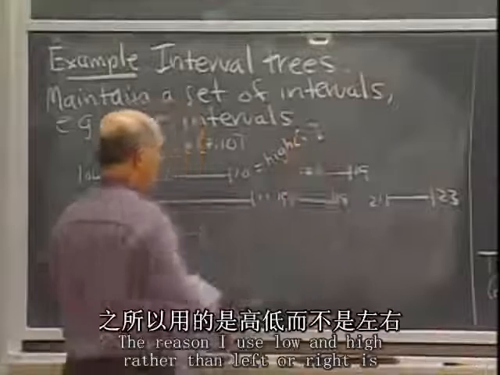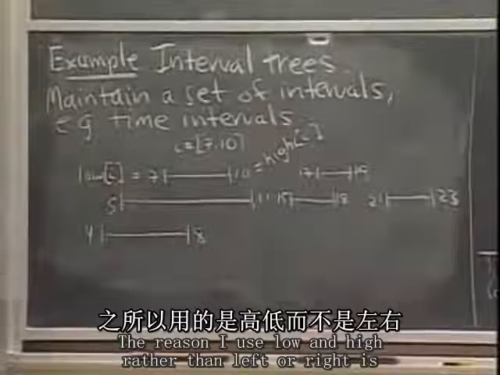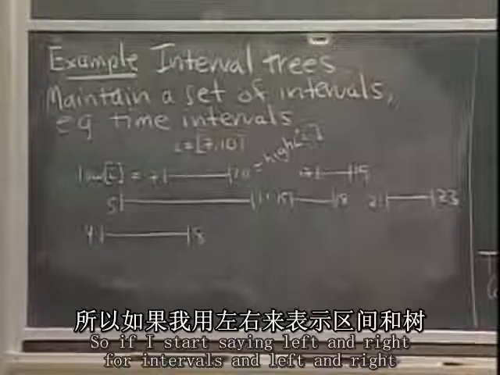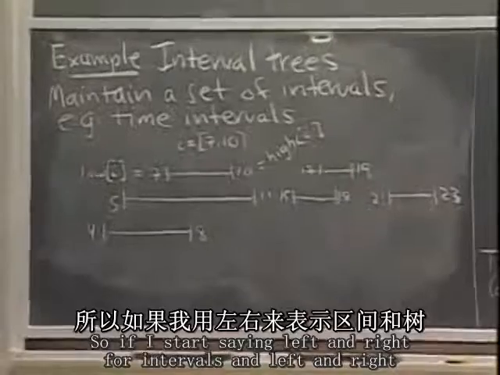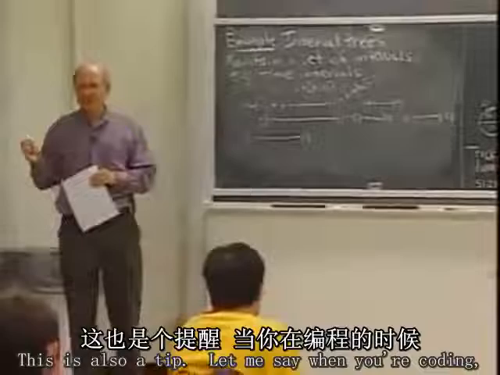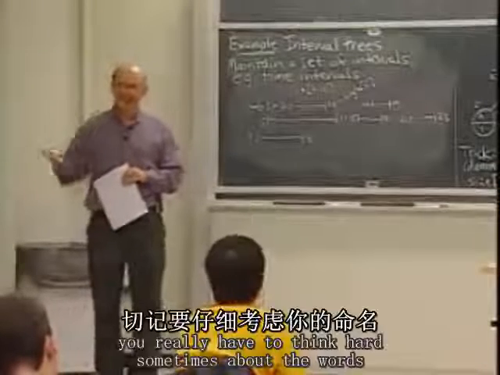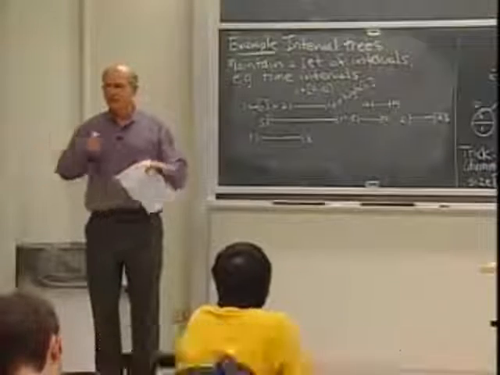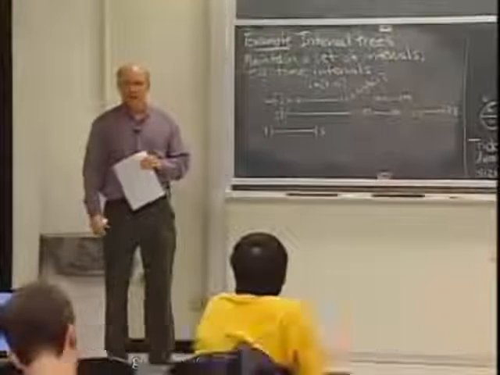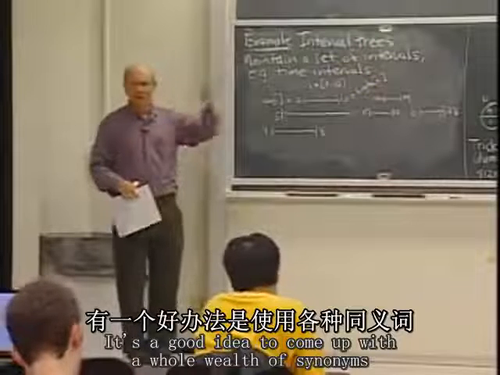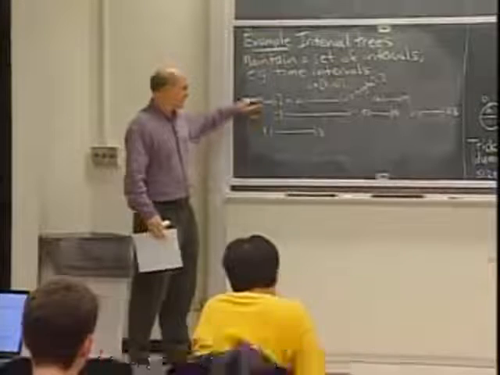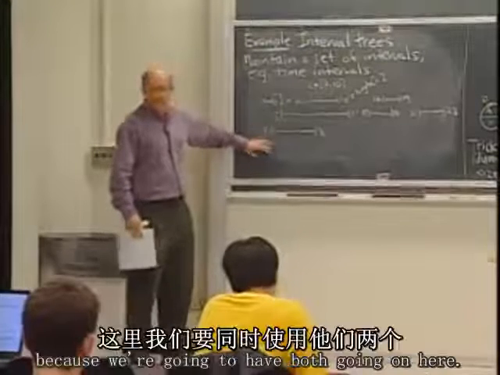The reason I use low and high rather than left or right is because we're going to have a tree, and we're going to want the left subtree and the right subtree. So if I start saying left and right for intervals and left and right for trees, we're going to get really confused. This is also a tip, let me say, when you're coding, you really have to think hard sometimes about the words that you're using for things, especially things like left and right, because they get so overused throughout programming. So it's a good idea to come up with a whole wealth of synonyms for different situations so that it's clear in any piece of code when you're talking, for example, about the intervals versus the trees, because we're going to have both going on here.